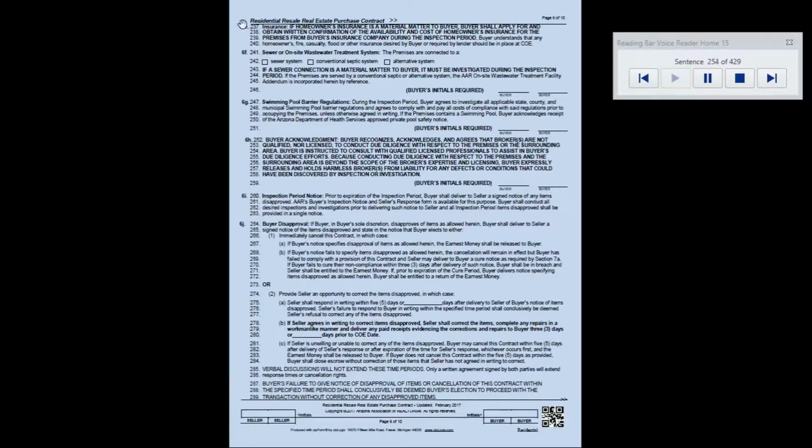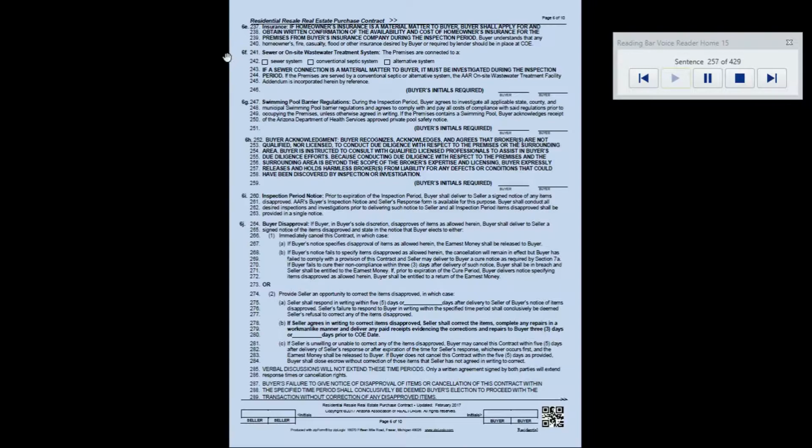6E. Insurance. If homeowner's insurance is a material matter to the buyer, buyer shall apply for and obtain written confirmation of the availability and cost of homeowner's insurance for the premises from buyer's insurance company during the inspection period. Buyer understands that any homeowner's, fire, casualty, or other insurance desired by buyer or required by lender should be in place at COE.